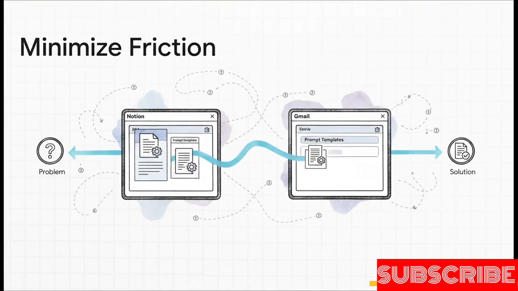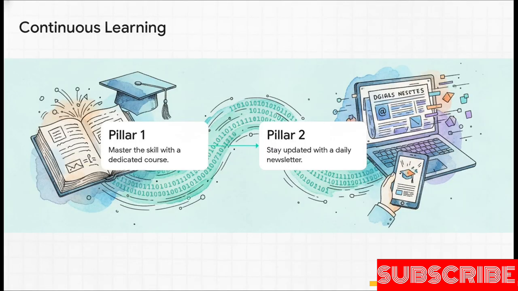So what does that actually look like? Well, if you use prompts to help write a newsletter, you should store those prompts inside your Notion drafting template. If you have prompts for answering common emails, save them using the Gmail template feature. The whole goal is to reduce the number of clicks and steps between you having a problem and the AI giving you a solution.